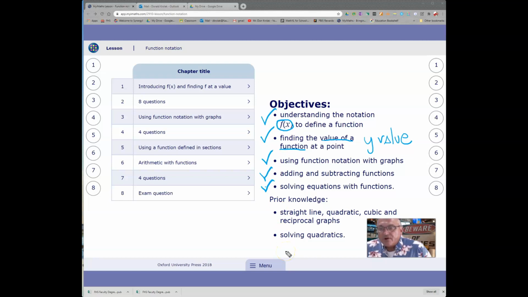Now, some of the prior knowledge that you need in this particular section are knowing about these different types of functions. So you all know about linear functions pretty good. Okay, quadratic functions, that's equations that have an x squared in them. Now, cubic functions you might be a little bit rusty on. And reciprocal graphs, I don't think you did last year because of the shutdown.